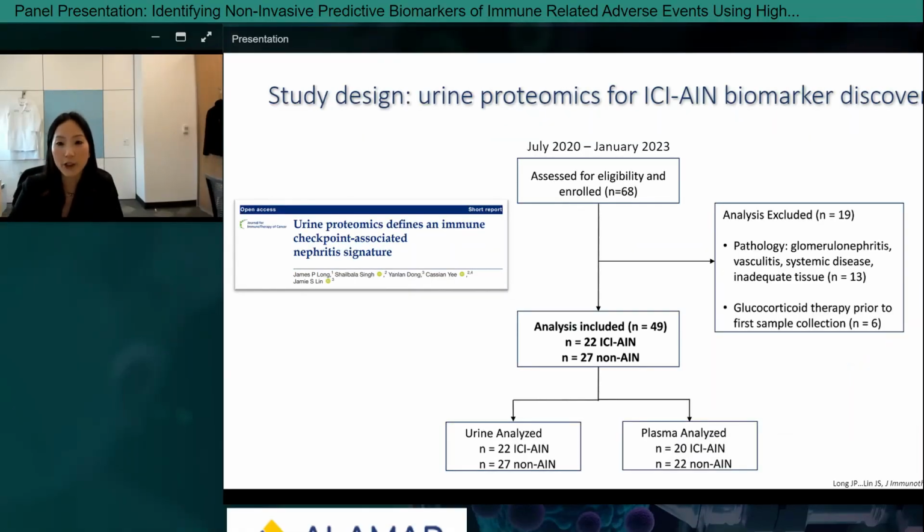In our recent publication in JITC, we investigated the urine and plasma profiles of patients who developed acute kidney injury on ICI therapy. We enrolled patients between July 2020 and January 2023. We then grouped them into those with biopsy-proven ICI-AAN or non-AAN.